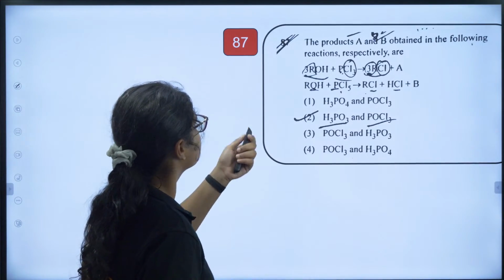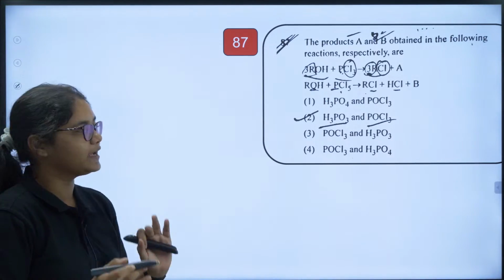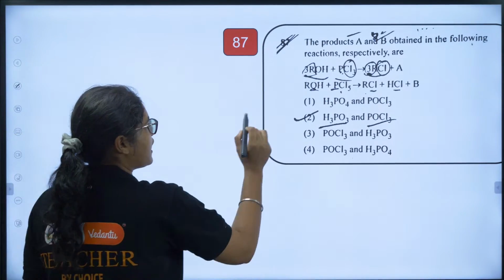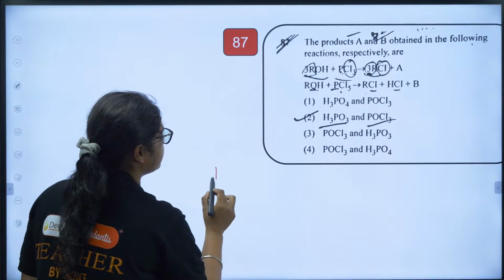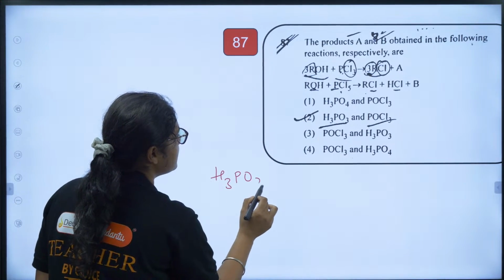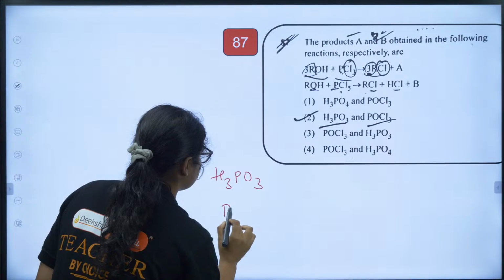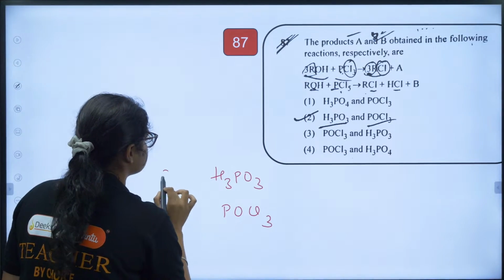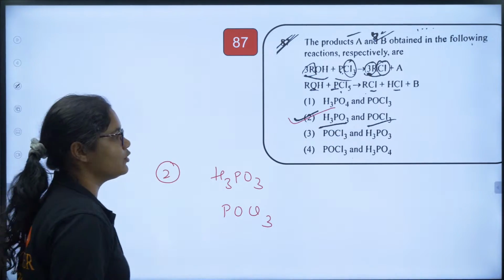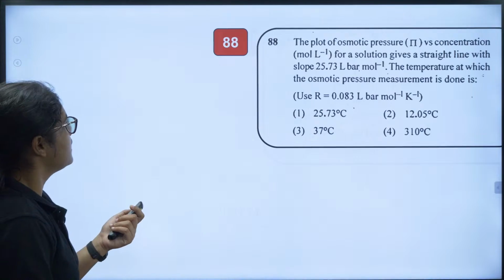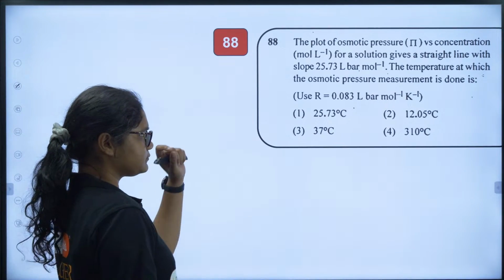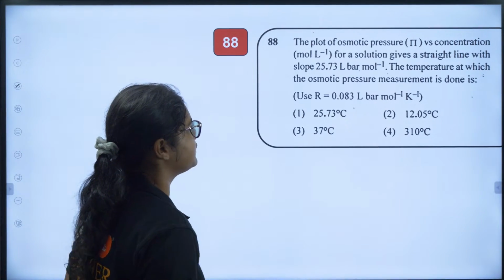Okay, so the next question is about your reaction with alcohols. So ROH with PCl3 will give you H3PO3 as the byproduct. In case of PCl5, we will get the byproduct POCl3, right? So the correct answer for this question will be option number 2. Okay. Now seeing the next question. The plot of osmotic pressure, you have to solve it.